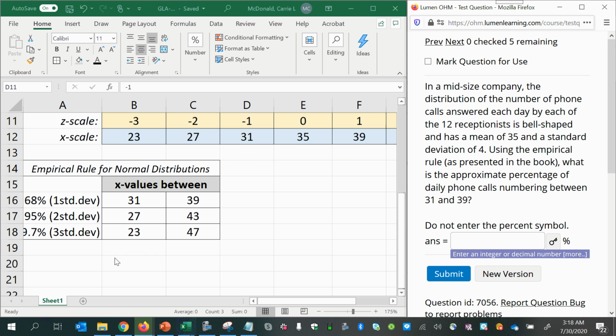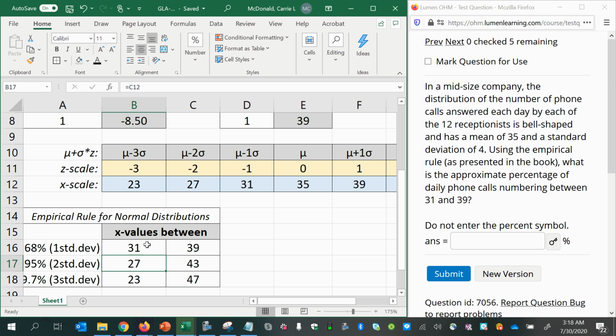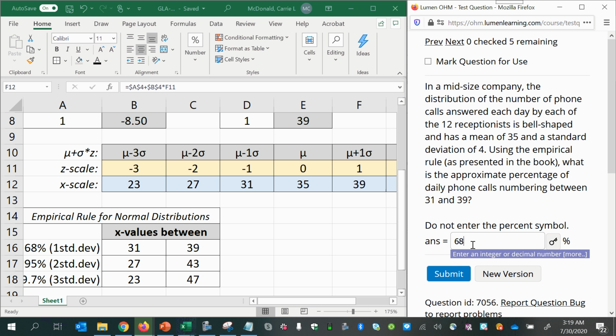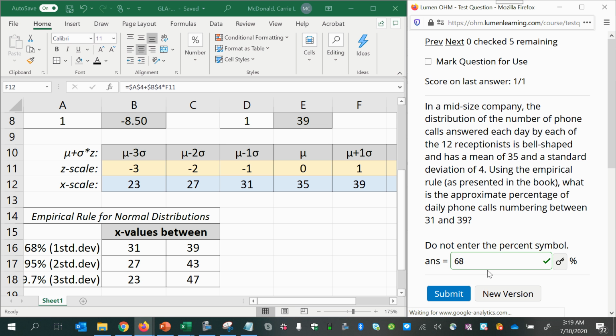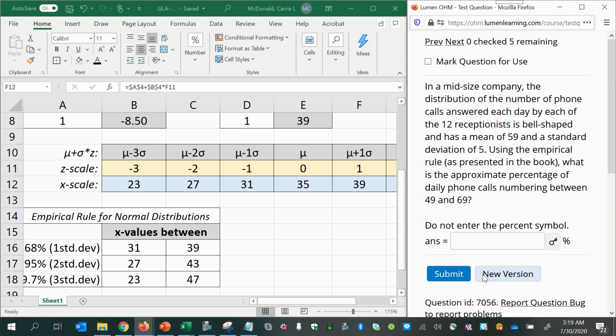And I have that also down here. Remember, I planned this out so that it's always referring to the two cells for 68%, this value and this value. They're always referring to those scores that line up under a z-score of -1 and a z-score of +1. So my answer here is 68%. That was pretty easy. Let's do one more of these, new version.